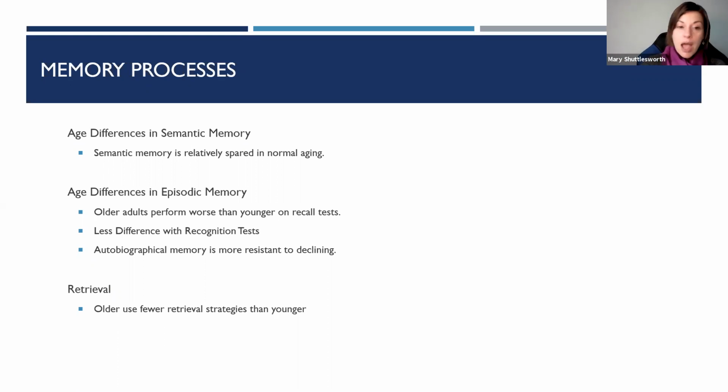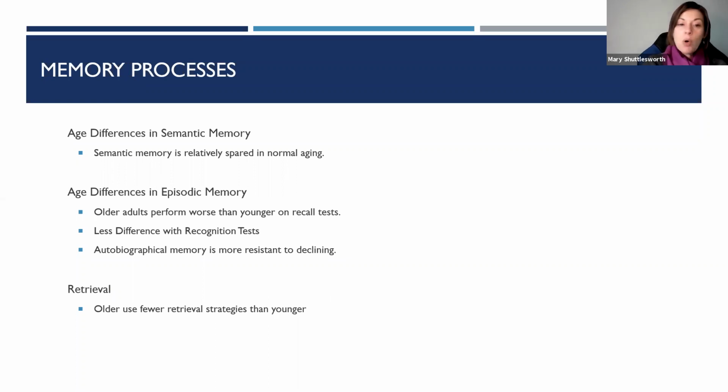Autobiographical memory, though, is more resistant to the declines in memory that we see. With autobiographical memory, we're talking about memories that are specific to your life experience. So we do see less decline compared to just general episodic memory, so memory for a specific event or a point in time.